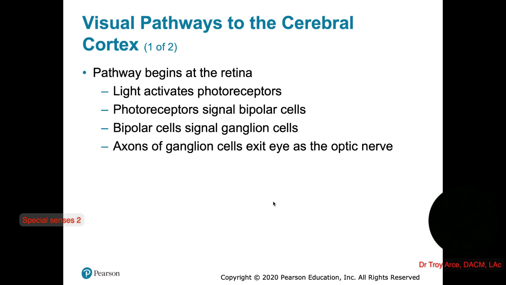The visual pathways to the cerebral cortex: the pathway begins at the retina, as we've shown in the past few slides. The light activates these photoreceptors that we talked about last week. These photoreceptors signal bipolar cells. Bipolar, you know that because we covered that in the nervous system block. So based off your education and your knowledge, you know that bipolar cells signal ganglion cells. And the axons are where?